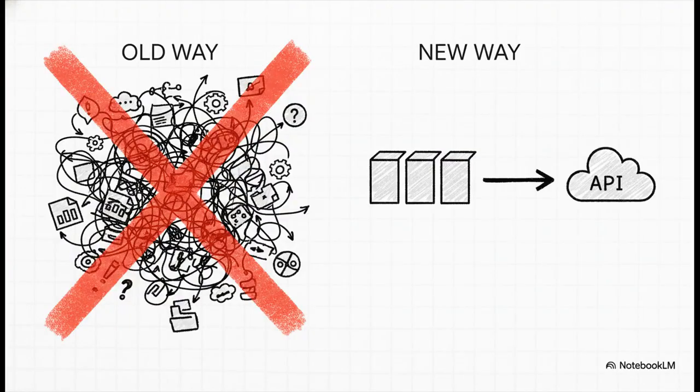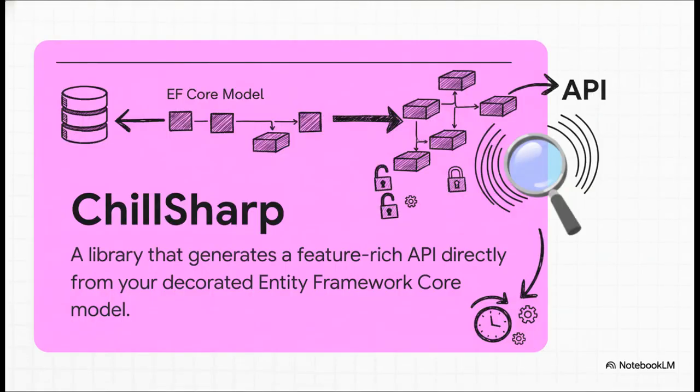But what if you could just skip most of that? Seriously, what if you could just focus on your data model, the heart of your application, and let the API kind of build itself around that design? Well, as you can probably guess, there is a better way. And this is it. It's called ChillSharp.